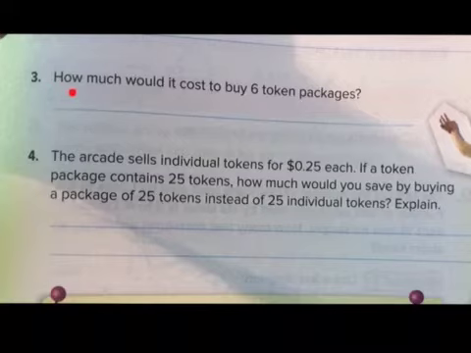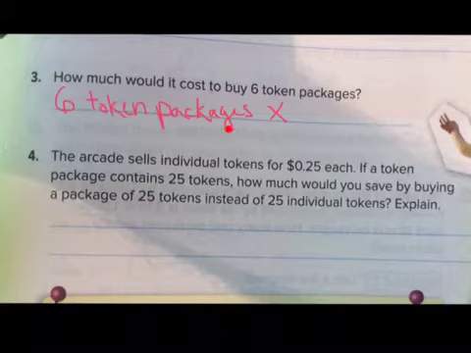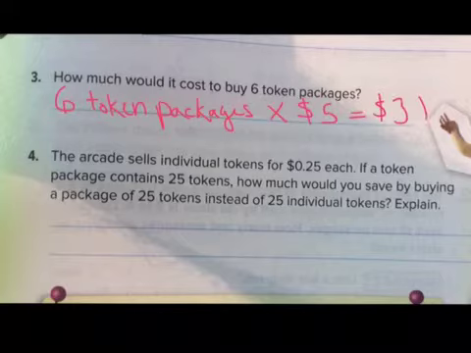Okay, let's look at number 3. How much would it cost to buy 6 token packages? We have 6 token packages, and each package costs $5, so I'm going to multiply 6 by my $5. It's going to give me $30 to buy 6 of them.